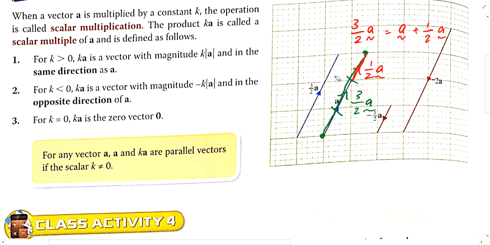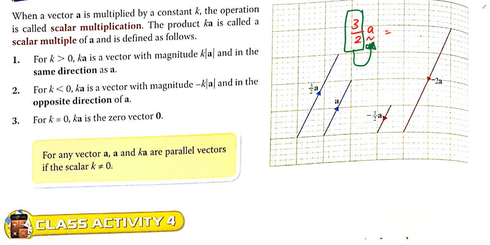Now, when I multiply a scalar, this 3 over 2, is it a vector or scalar? How do we decide? Does 3 over 2 have a direction? No, it's just a number. It is a scalar. When I multiply a scalar to a vector, what is my result? It is still a scalar times vector. Ultimately, it is going to be a vector.